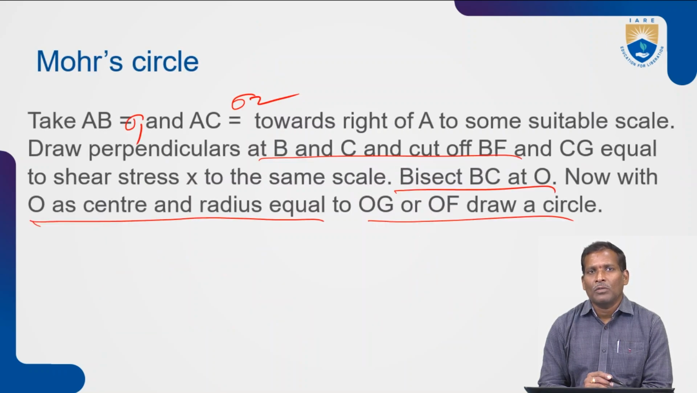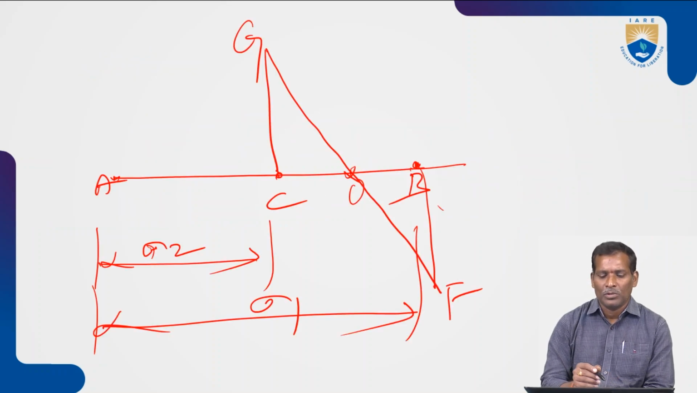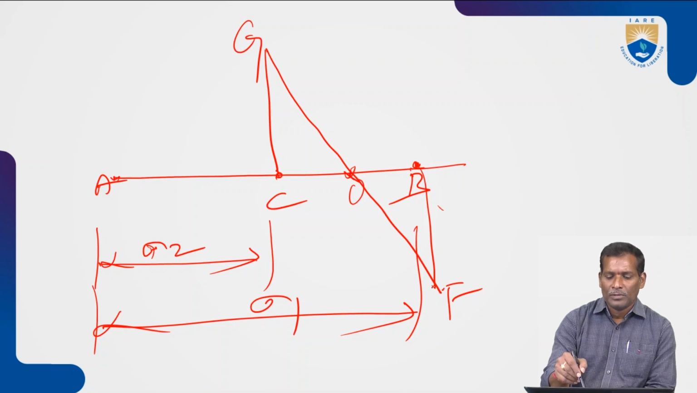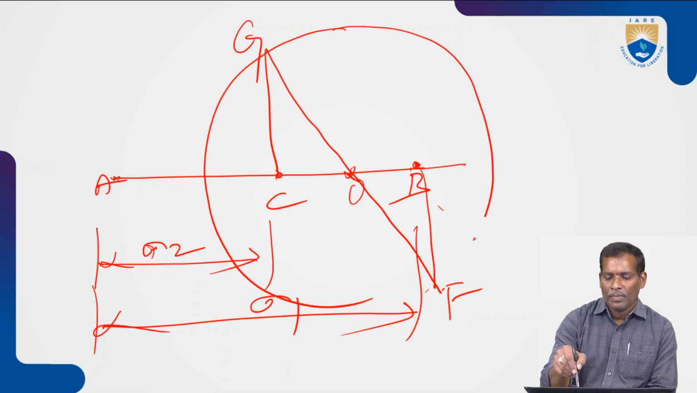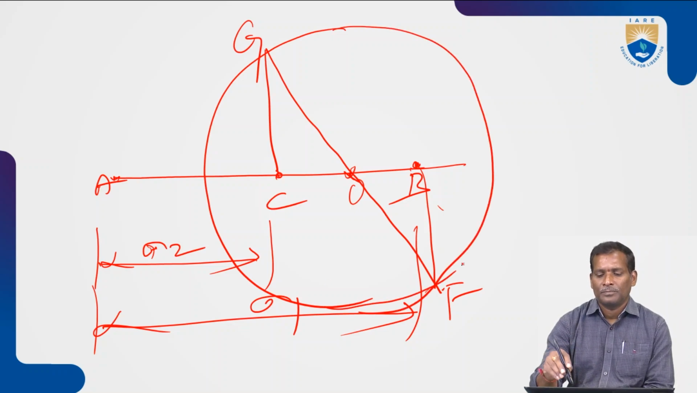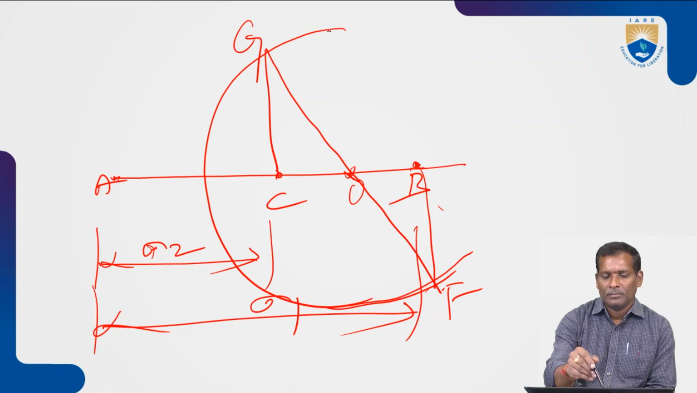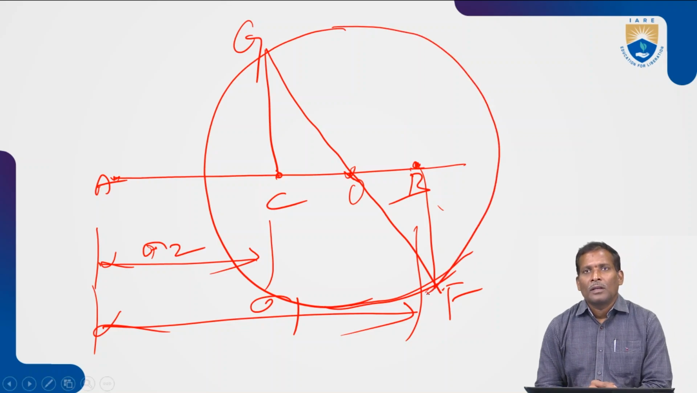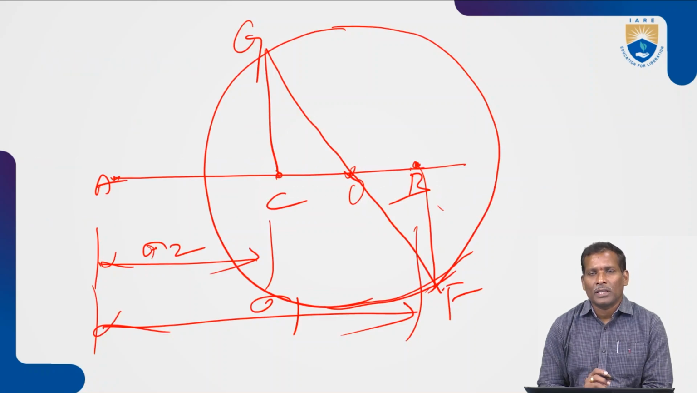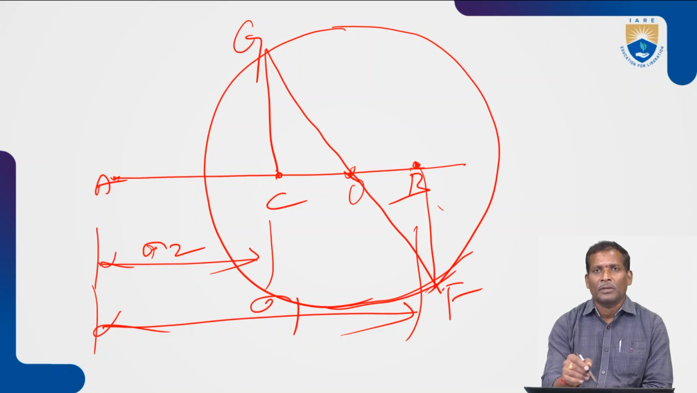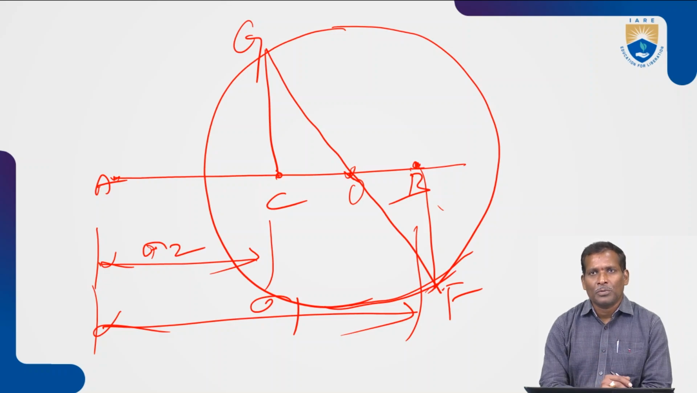Bisect BC at O. Now with O as center and radius equal to OG or OF, draw a circle through this. Clear? So this is called the Mohr circle. Now the remaining elements, the remaining things, are constructed according to our previous procedure.